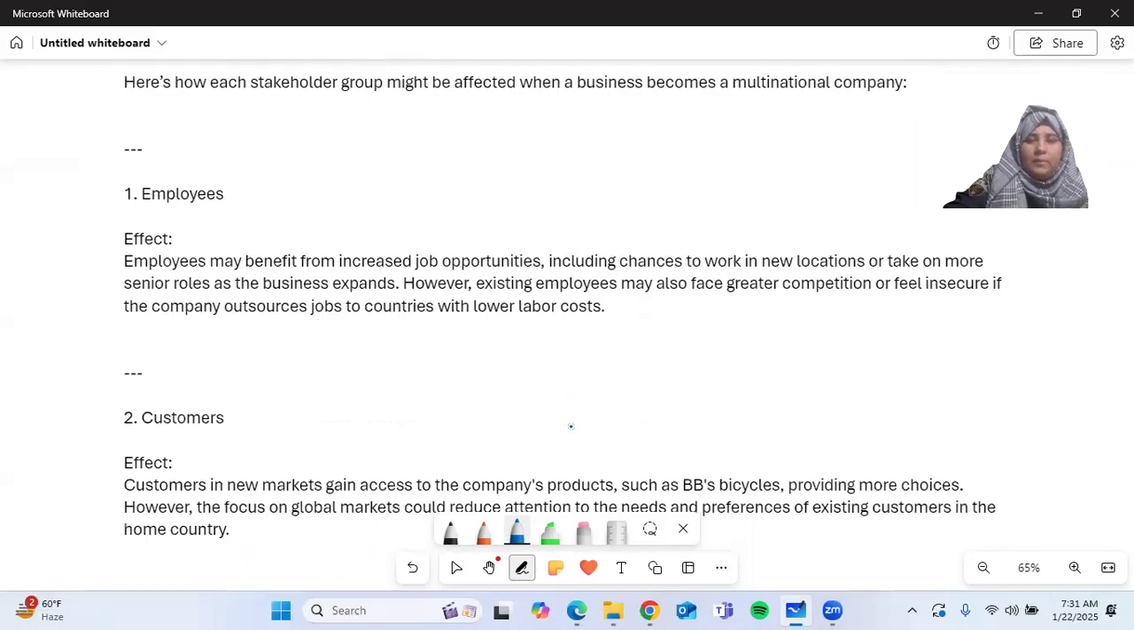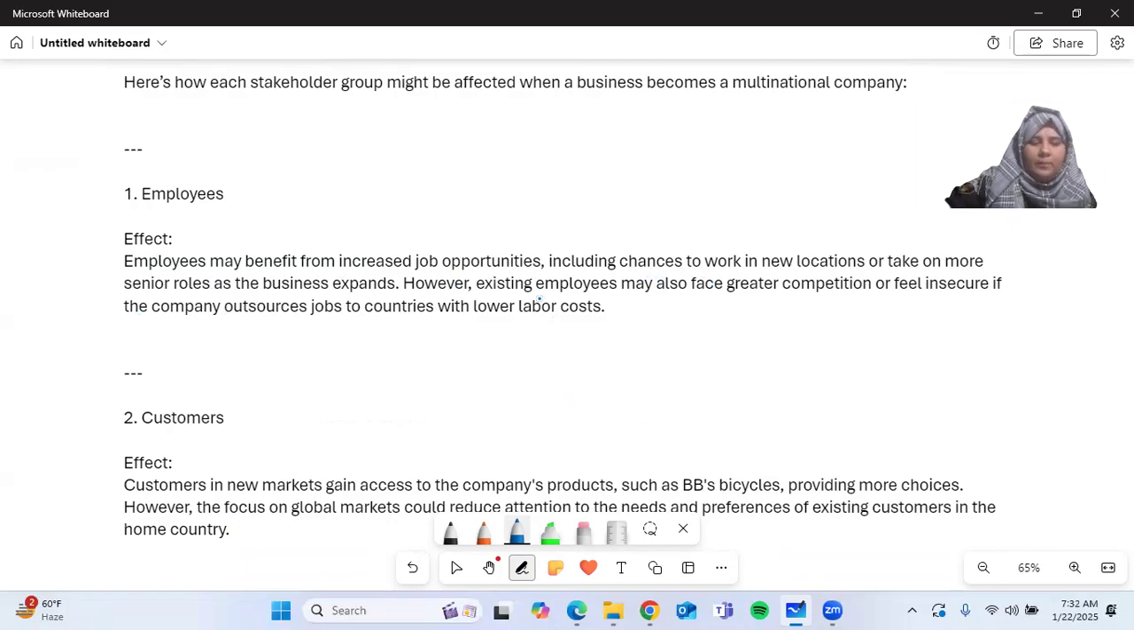So how will it affect employees? Employees may benefit from increased job opportunities, including the chances to work in new locations or to take on more senior roles as a business expands. However, existing employees may also face greater competition or feel insecure if the company outsources jobs to countries with lower labor cost.